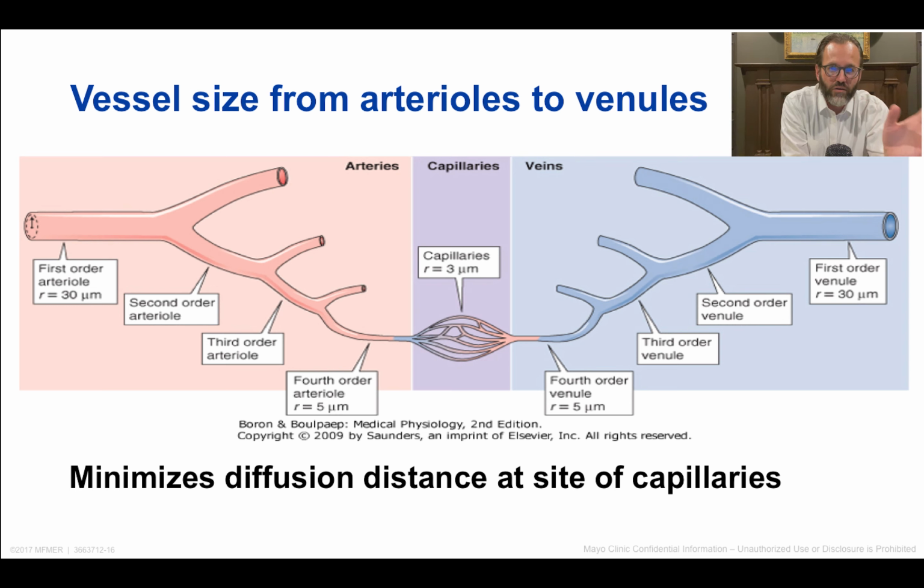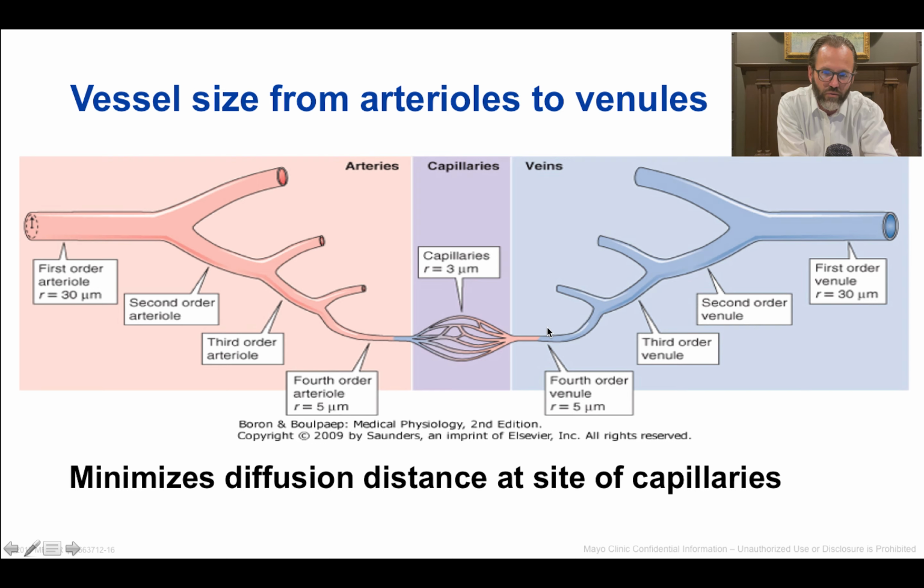So as we know, when we're looking at vessel size, as we go from large arteries to smaller arteries to arterioles, and from arterioles to capillaries to venules, you can see that as these vessels branch, we're actually increasing cross-sectional area quite significantly, and the vessels are becoming much smaller. This combination ends up minimizing diffusion distance at the site of the capillaries.